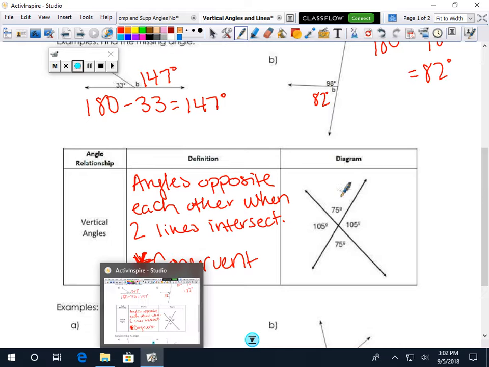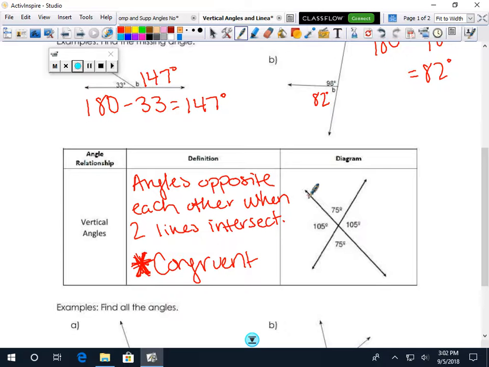All right, looking at the diagram here, I have two lines that intersect. When they intersect, they form four angles. The angles that are opposite of each other, so 75 and 75, those are congruent, and they're vertical angles, because they're on opposite sides of each other. Same thing here on the other two angles. 105 and 105 are congruent. They're vertical angles, opposite of each other.